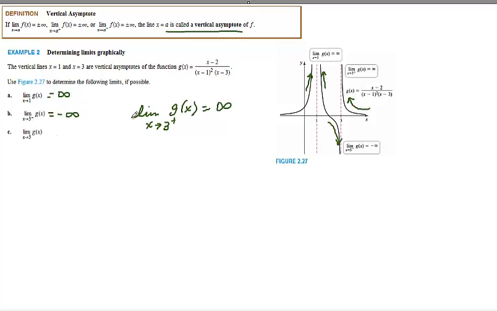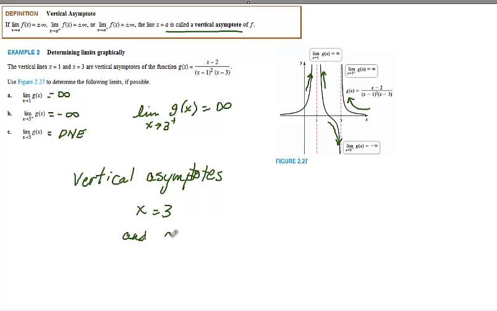I can see that the left and the right hand limit are going in different places, so this limit of just a plain 3 does not exist. However, I have vertical asymptotes at both x equal 3 and at x equal 1.